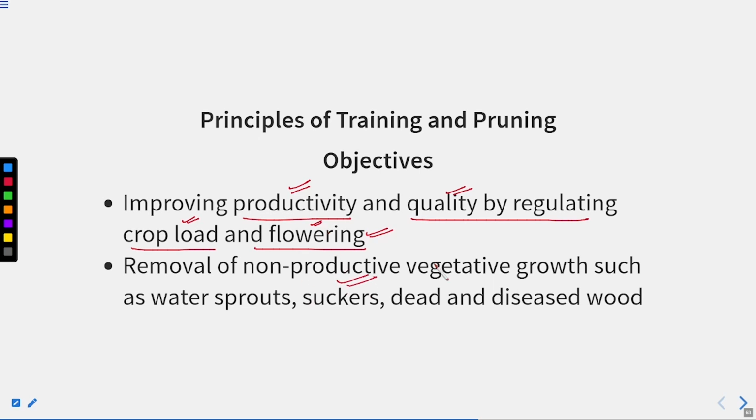Removal of non-productive vegetative growth such as water sprouts, suckers, dead and diseased wood. So sometimes we have to remove those parts of the tree that are having diseased part, dead part, that we can remove, right? So those are the non-productive vegetative growth, right? If one of the branches of the plant is having a disease, right? So that branch is of no use. In fact, that can spread the disease to the other healthy branches also. So that diseased wood or the diseased branch should be removed. So this is called removal of the non-productive vegetative growth part.